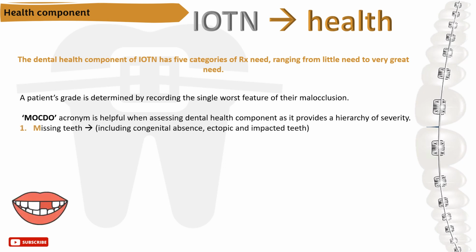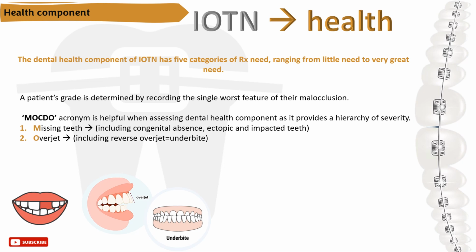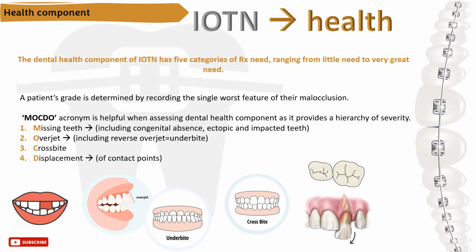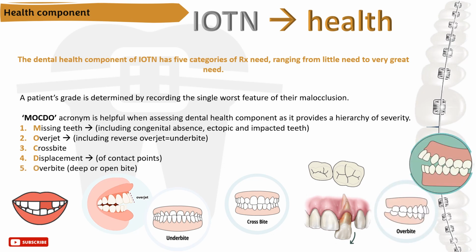M stands for missing teeth, including congenitally missing teeth, ectopic and impacted teeth. O stands for overjet, including reverse overjet, which is underbite. C stands for crossbite. D stands for displacement, or the displacement of contact points. Tooth displacement was explained in detail on how to manage it in a previous tutorial about dental traumatic injuries. You can check it. And O stands for overbite, which can include deep or open bites.